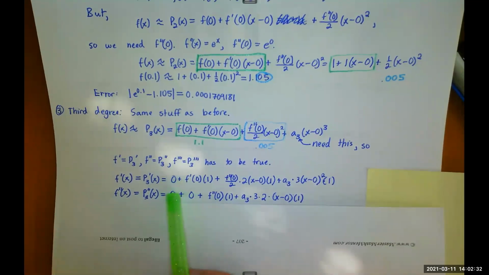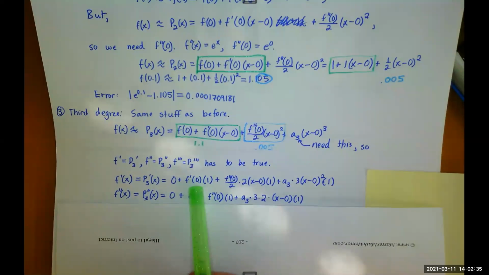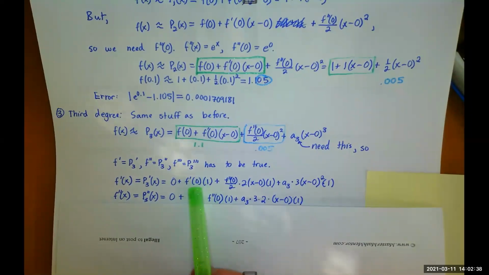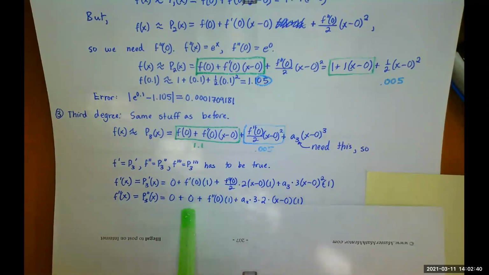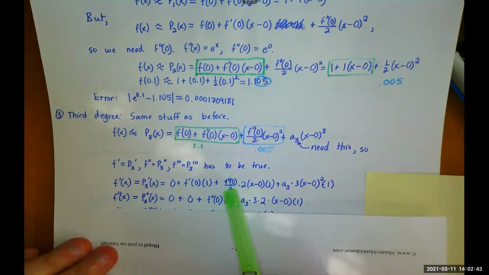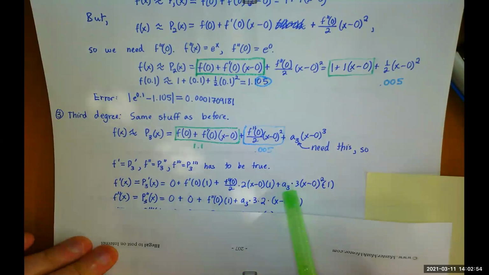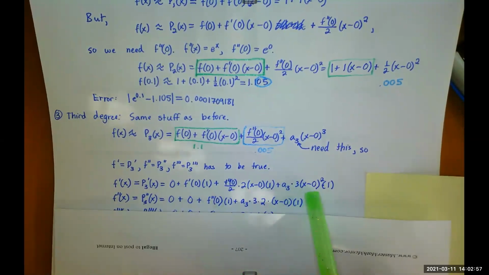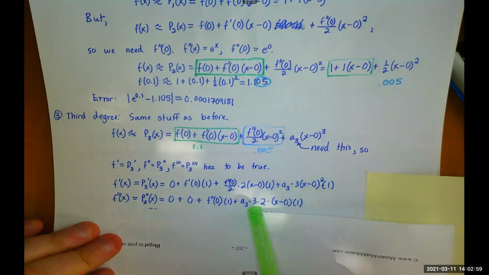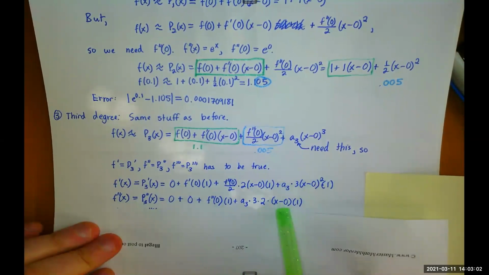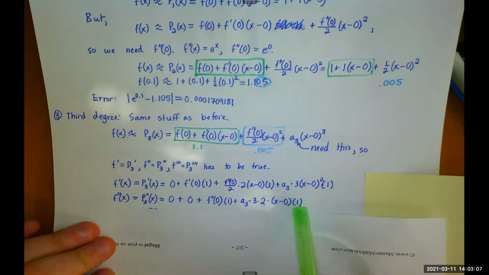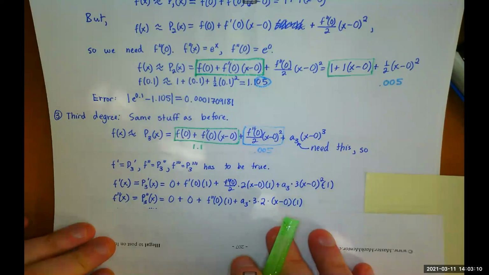The derivative of 0 is 0. The derivative of f prime times 1 is the same thing as the derivative of f prime. F prime is a constant, so that's 0. F double prime divided by 2 times 2 is f double prime of 0. The derivative of x minus 0 is 1. The derivative of a sub 3 times the quantity of x minus 0 squared is 3 times 2 times the quantity of x minus 0 to the first power. Chain rule, multiply by 1.